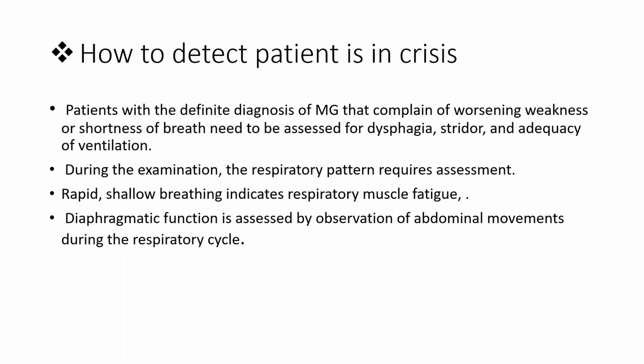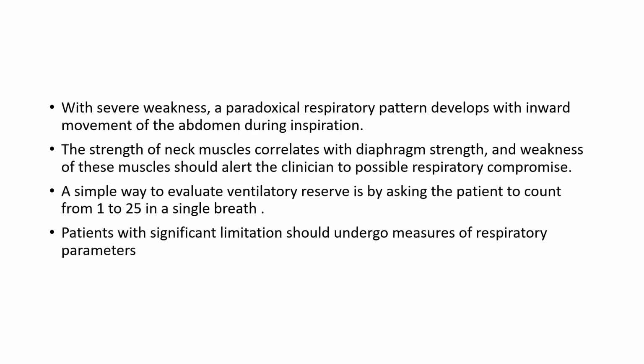Now, how to detect if a patient is in crisis. A patient with a definitive diagnosis of myasthenia gravis who complains of worsening weakness and shortness of breath needs to be assessed for dysphagia, stridor, and adequacy of ventilation. During the examination, the respiratory pattern requires assessment. Rapid shallow breathing indicates respiratory muscle fatigue. Diaphragmatic function is assessed by observation of abdominal movement during the respiratory cycle. With severe weakness, a paradoxical respiratory pattern develops with inward movement of the abdomen during inspiration.